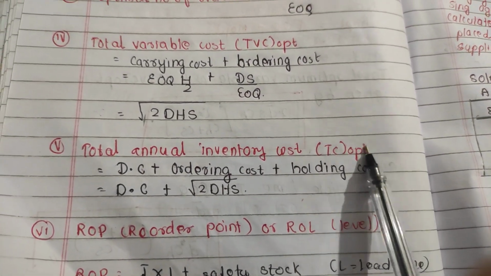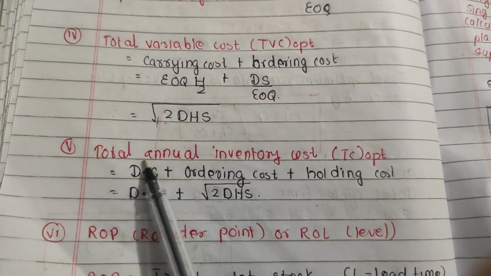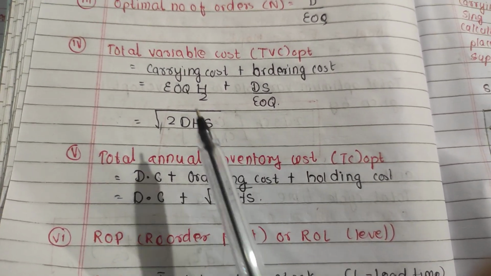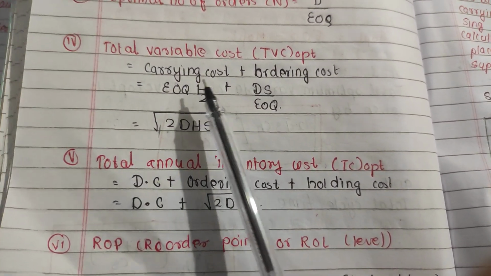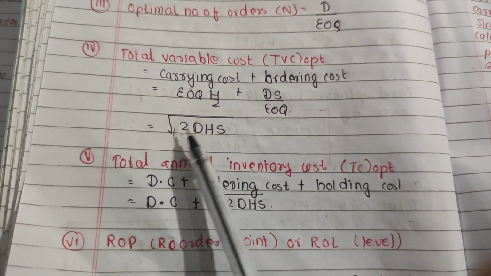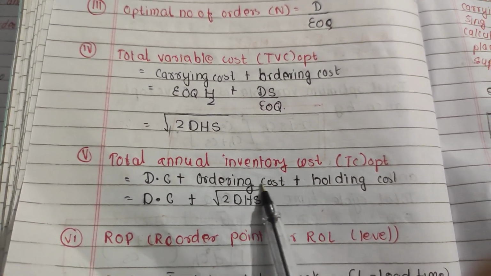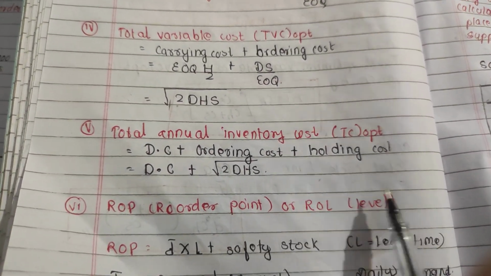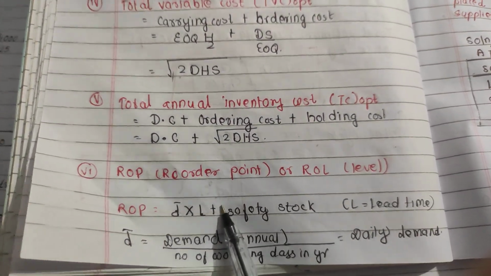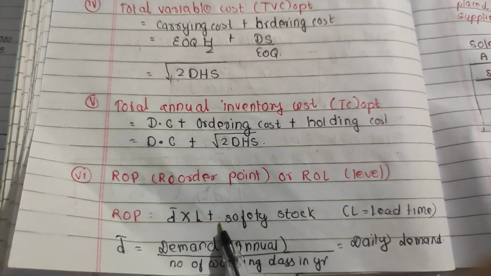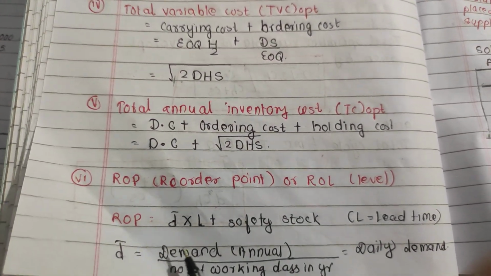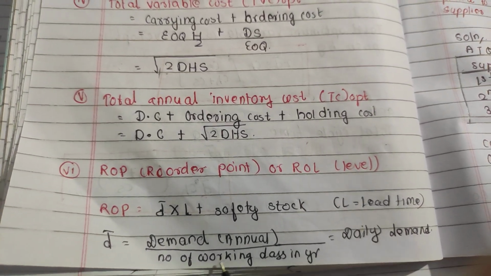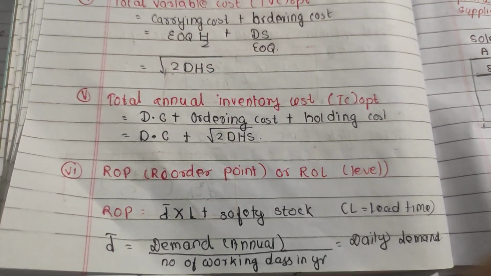The total annual inventory cost, TC optimal, is given by DC plus ordering cost plus holding cost. As we know that ordering cost plus holding cost gives you root over 2DHS, we can substitute the answer here. And the reorder point or reorder level, ROP or ROL, is given by D dash into L plus safety stock, where D dash is given by annual demand divided by number of working days in a year.